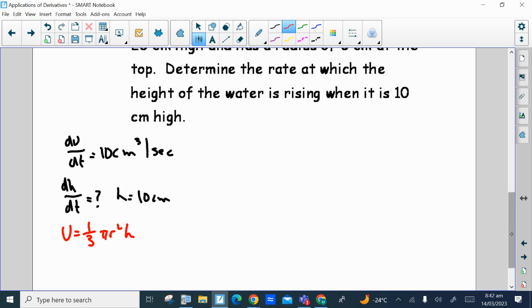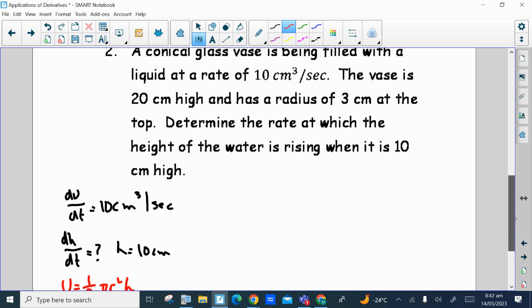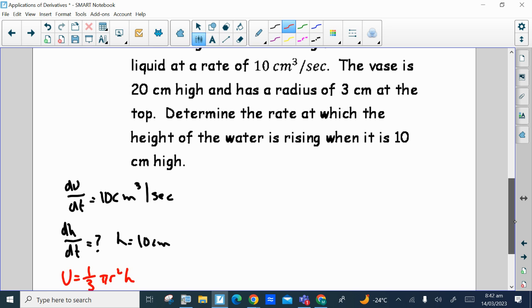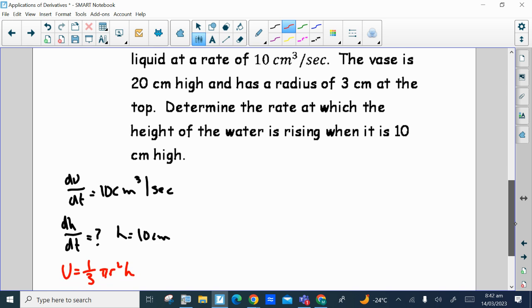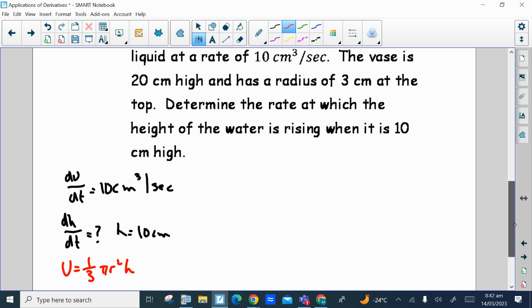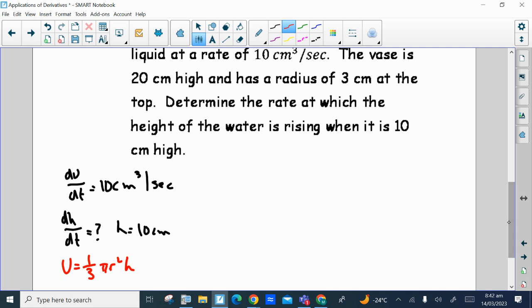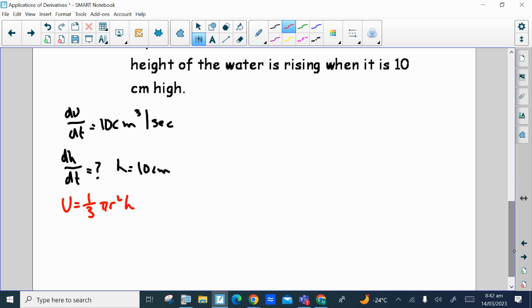And so we can do that, and we saw one like this yesterday. The ratio of the radius to the height will be 3 to 20. Because at the top, the radius is 3 and the height is 20. So the ratio of radius to height will be 3 to 20. And that ratio will stay constant no matter where you are.